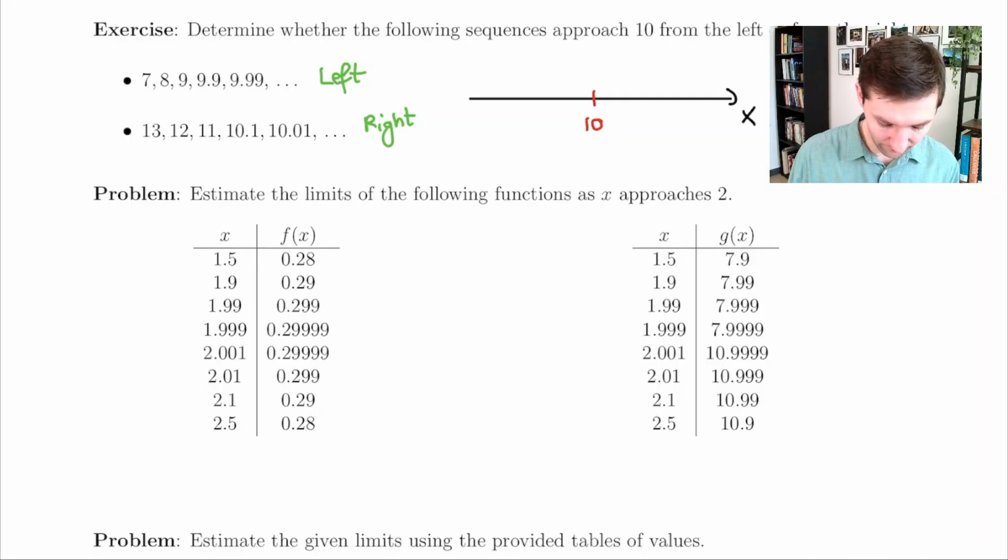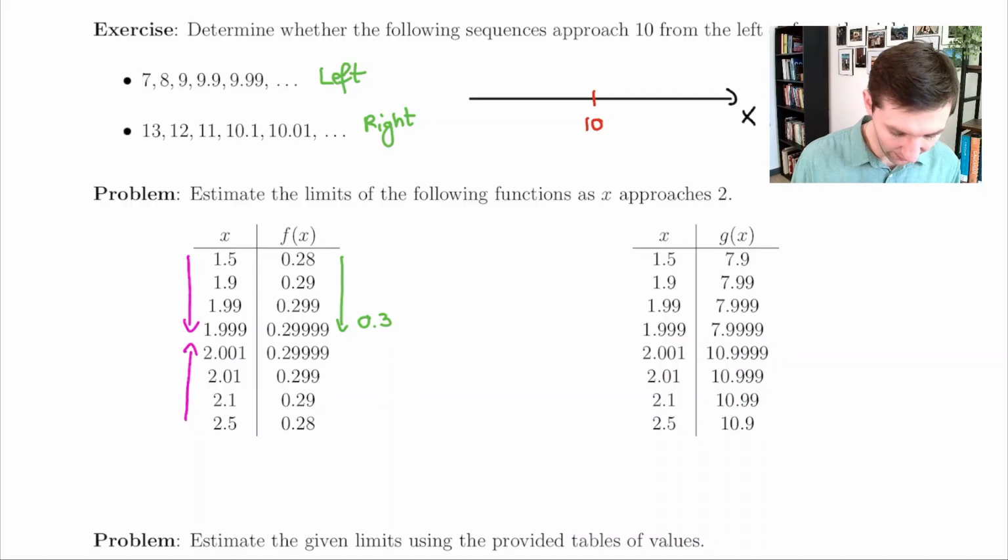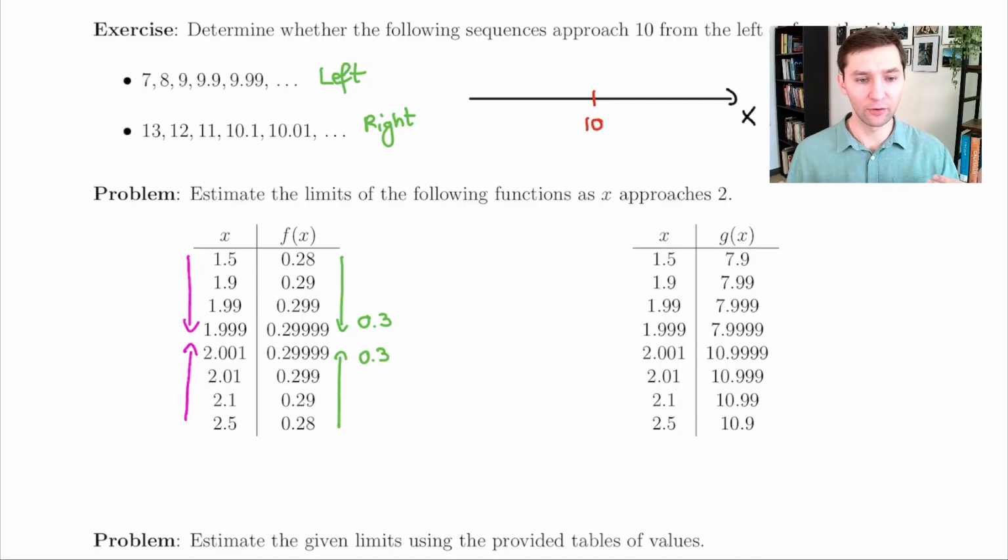In the first table, as the inputs approach 2 from the left, the outputs approach the value of 0.3. As the inputs approach 2 from the right, the outputs approach the value of 0.3. So, no matter how you approach the input of 2, the outputs get closer and closer to 0.3. In that case, we say that the limit of this function as x approaches 2 is 0.3.